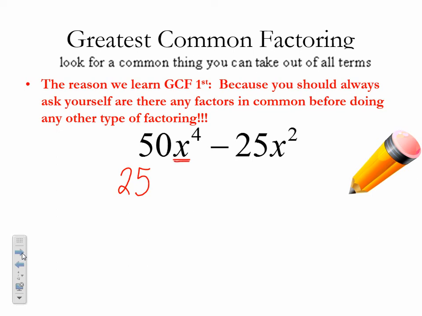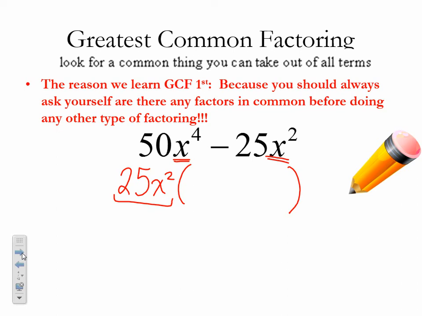I also look at these little x's, and I need to take some x's out as well. They have x to the fourth and x squared. That means I can factor out an x squared from both of them. Once I decide what I'm taking out, this is the greatest common factor, then I actually do the factoring, and that is I divide it out of each piece.